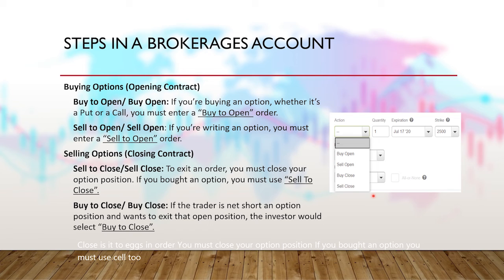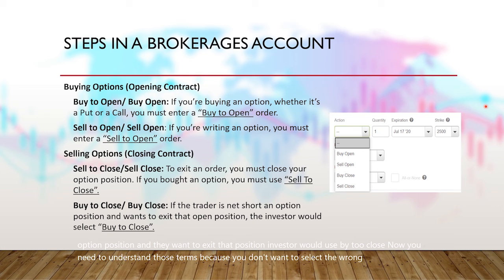Now, the flip side of that, buy to close. So if the trader is net short an option position and they want to exit that position, the investor would use buy to close. Now, you need to understand those terms because you don't want to select the wrong one.